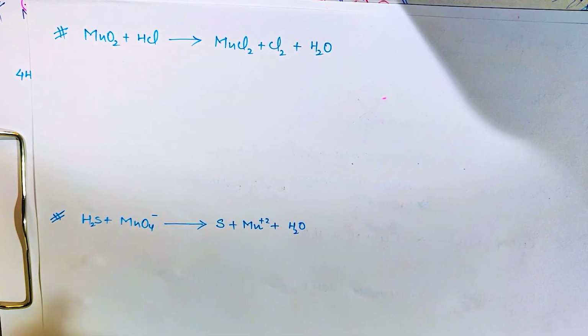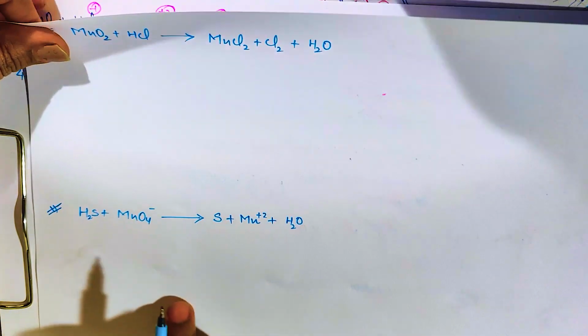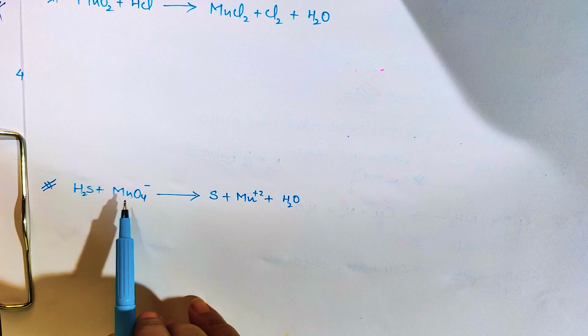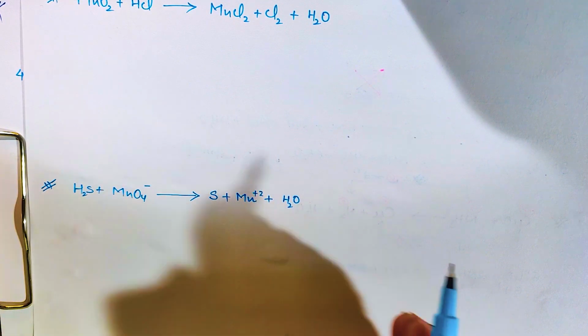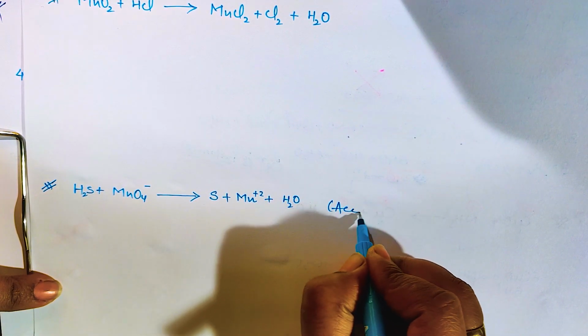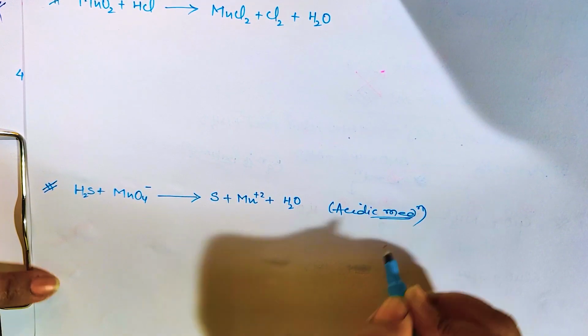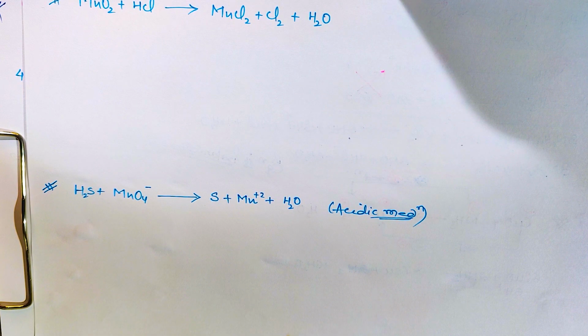Do I need to mention which medium it is in this case especially? There is no need to mention because we already know that here it is plus 7 and plus 2, that means obviously it will be in acidic medium, isn't it? So just do all these questions. A few more questions I will give you as an assignment later on. These are the 2 questions for the homework.